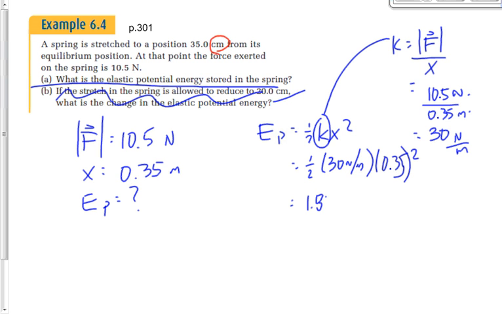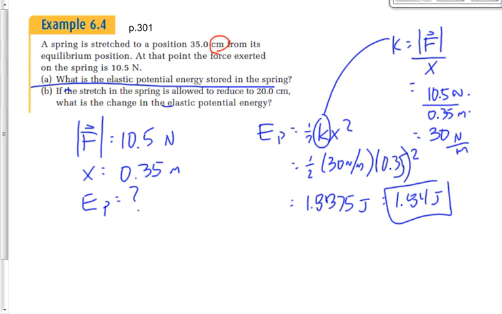$1.84. Let's go with the unrounded number just in case we end up needing that. 1.8375 joules, which will round to 1.84 joules. Okay, good. A's done. Now let's have a look at B. If the stretch in the spring is allowed to reduce to 20 centimeters, what's the change in elastic potential energy?